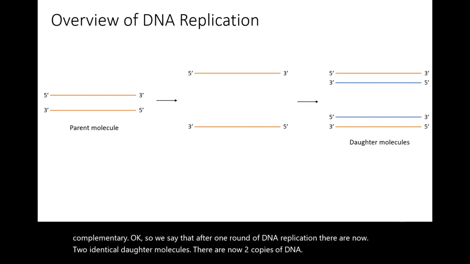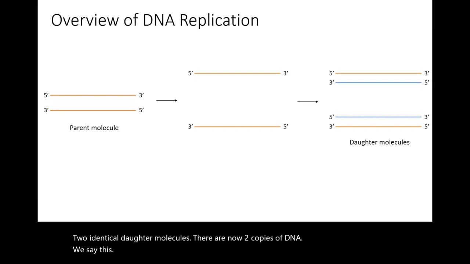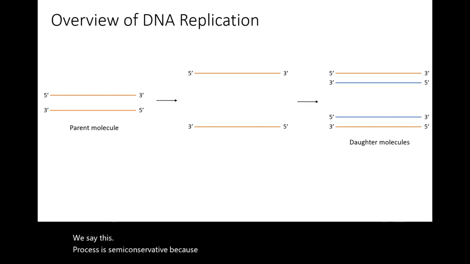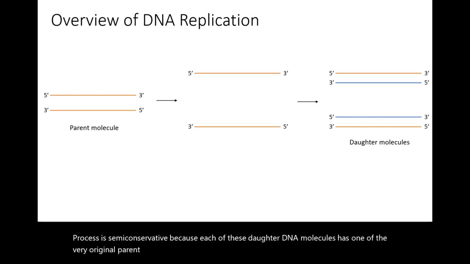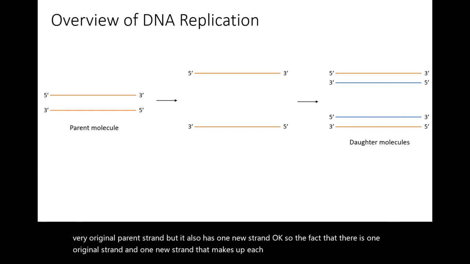We say this process is semi-conservative because each of these daughter DNA molecules has one of the very original parent strands, but it also has one new strand, okay? So the fact that there's one original strand and one new strand that makes up each DNA molecule, we say it's a semi-conservative process.